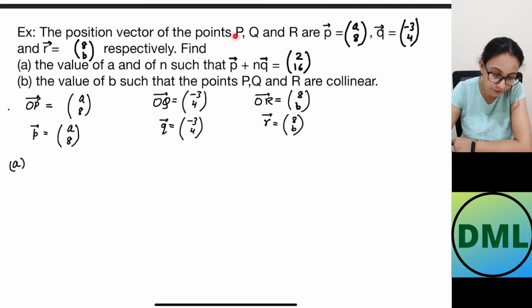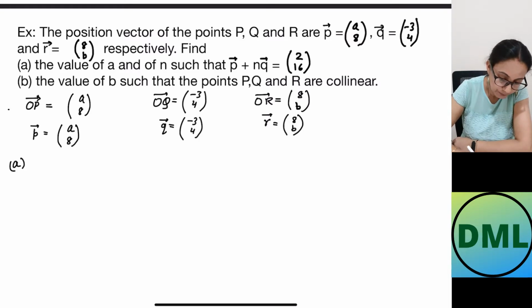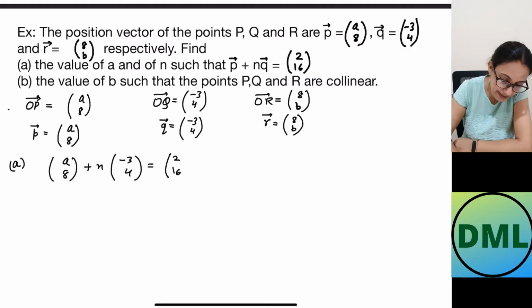Now, position vector of P is given to us as (A, 8). So, that will be written as small p. Position vector of Q is OQ, which will be small q, written as (-3, 4). Position vector of R is small r, which is (8, B). Now, I need to find the value for A and N such that p plus Nq is equal to (2, 16). So, let's substitute the value here for p and q. So, p is written as (A, 8) plus N times q. q is equal to (-3, 4). That is equal to (2, 16).